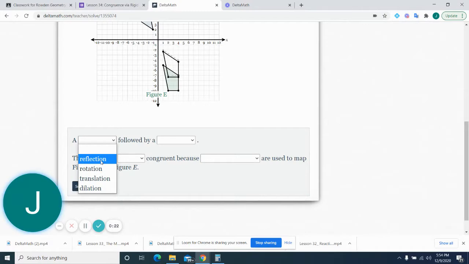A reflection is when something flips over something else, flips across the x or the y-axis. Rotation is when something spins in a circle. Translation is just moving up, down, left, or right. Dilation is if it stretches or shrinks. So let's look at what happens here.